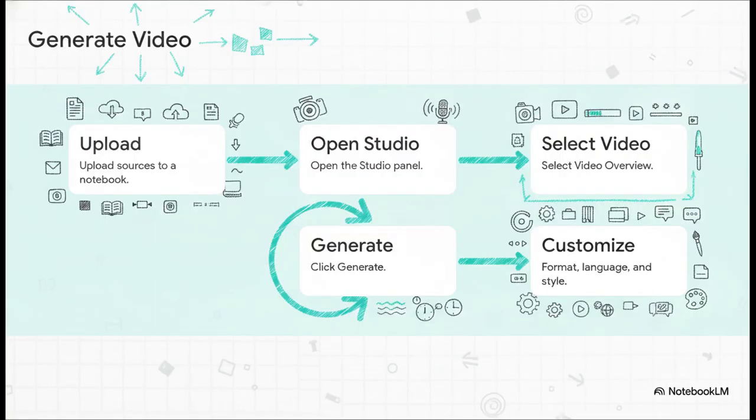The procedure to actually make these is incredibly straightforward. Just 5 easy steps. First, upload your sources to a notebook. Second, open the Studio panel. Third, select Video Overview. Fourth, customize your format, language, and style to fit your needs. And finally, click Generate. Keep in mind, the video generates in the background and might take a little bit of time, so you can easily step away or work on something else while the AI does all the heavy lifting.